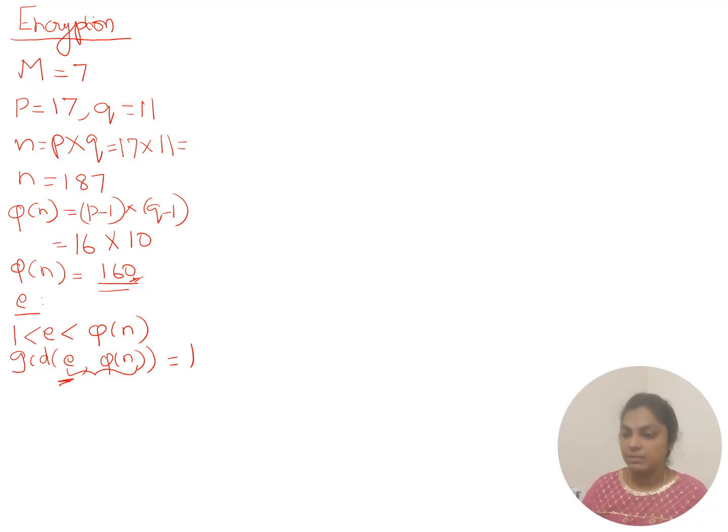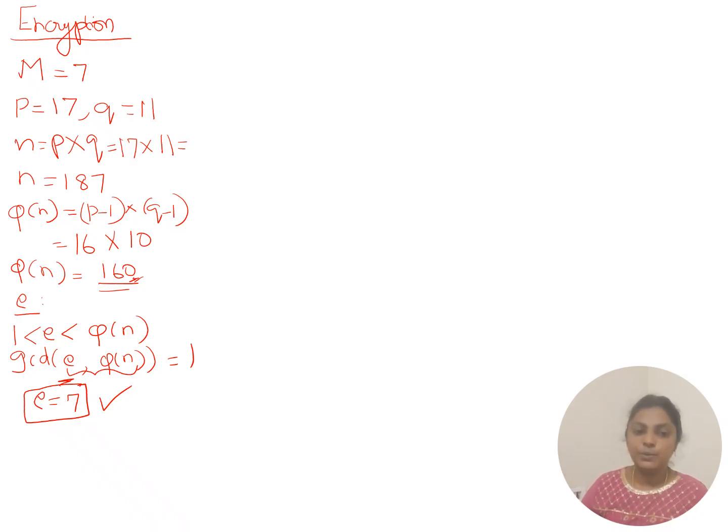It can be any number. So I am going to choose a number called 7. So 7 and 160 cannot have a common factor. So I'm choosing that number. You can choose any number as per your wish. So that's it. Now the public key is ready.